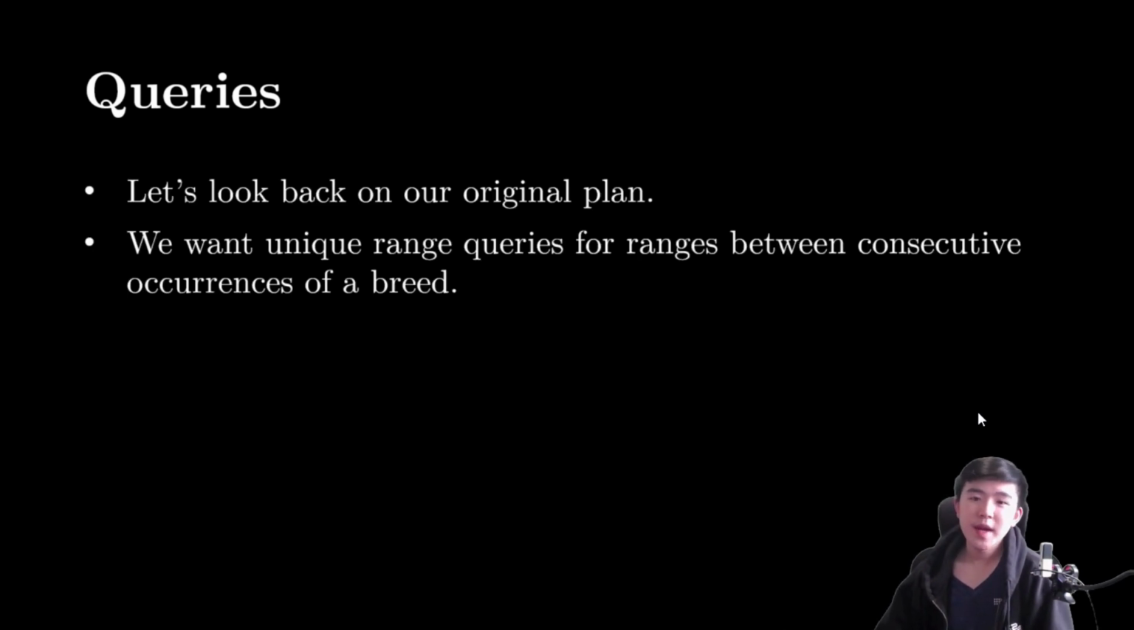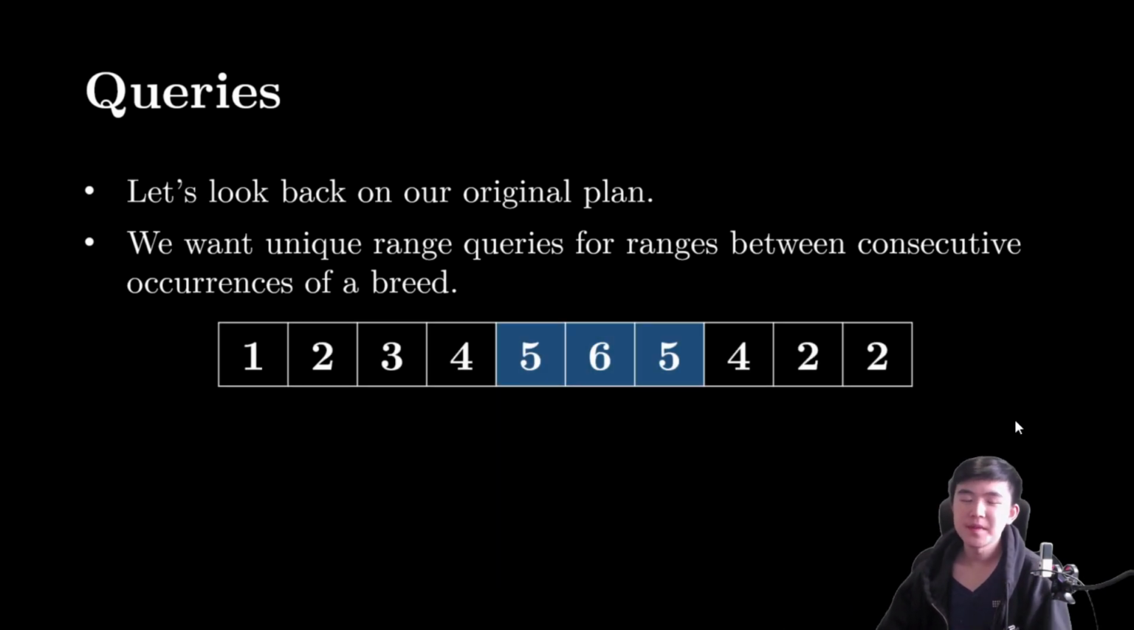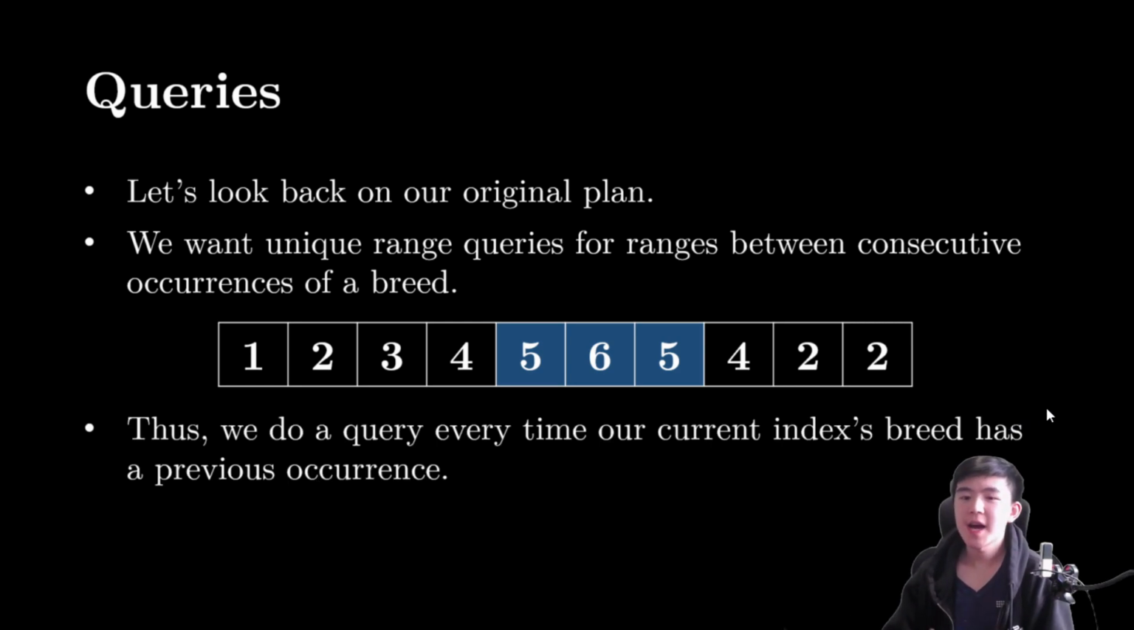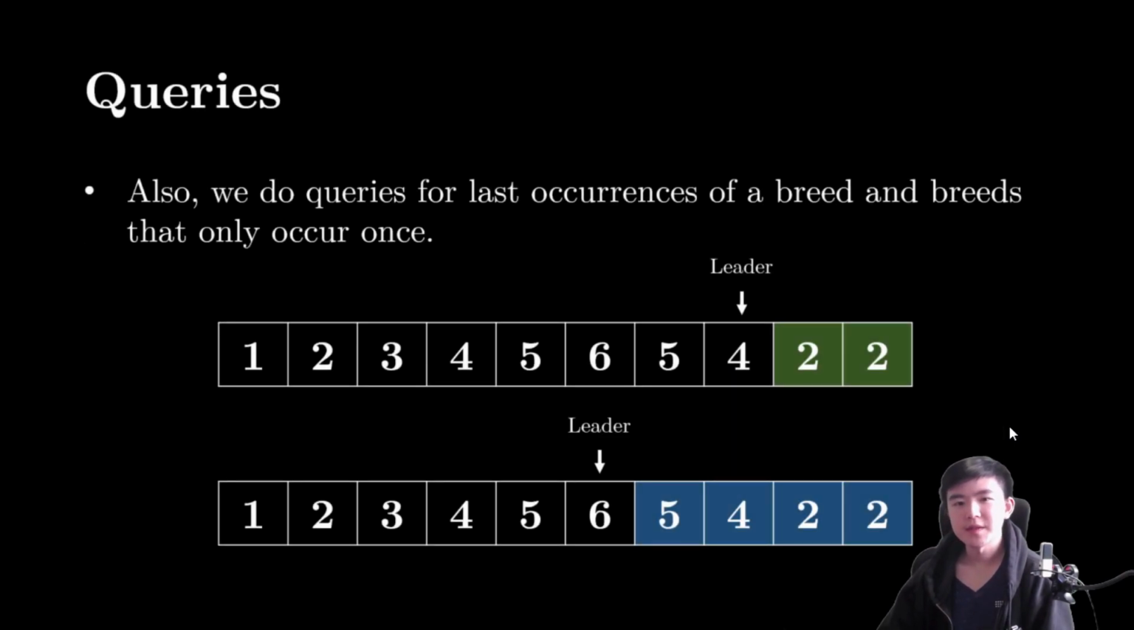Now we've talked a lot about queries. What actually are our queries within the context of this problem? We've talked about this before, but let's just restate it. We want the unique range queries for ranges between consecutive occurrences of a breed. For example, here, this is the range between consecutive occurrences of the breed 4. Therefore, we do a query every time our current index's breed has a previous occurrence. And this happens to line up nicely with our algorithm, as we'll see. We also want to do queries for ranges between the last occurrence of a breed and the end, and we want to do it for breeds that only occur once, because it's very similar to the last occurrence of a breed.